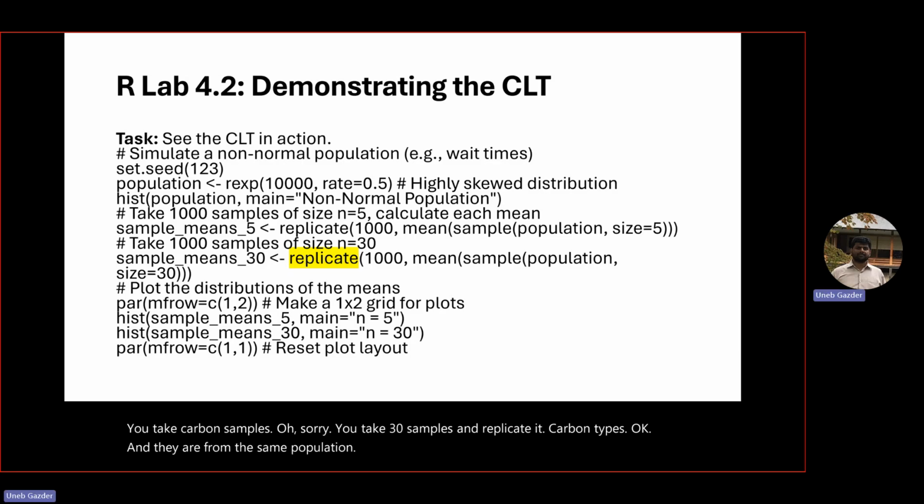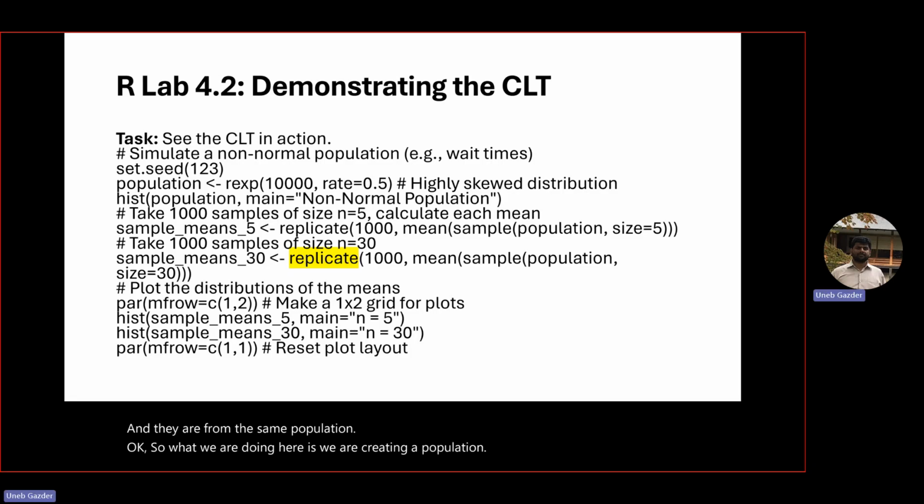So what we are doing here is we are creating a population. From this population, I will take 1000 sets of 5 values. And then in the next trial, I'm taking 1000 sets of 30 values, from the same population. And then you plot the two distributions, this one and that one, side by side.